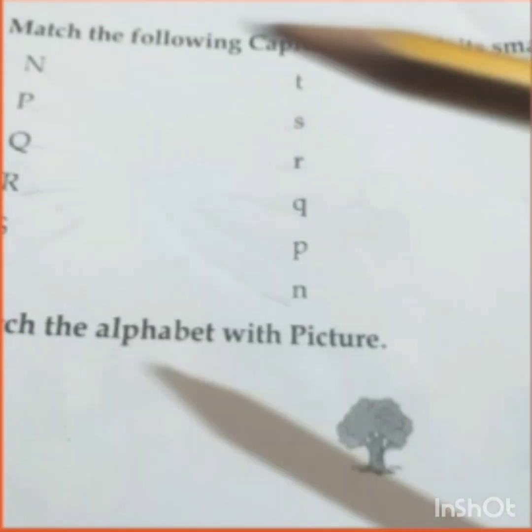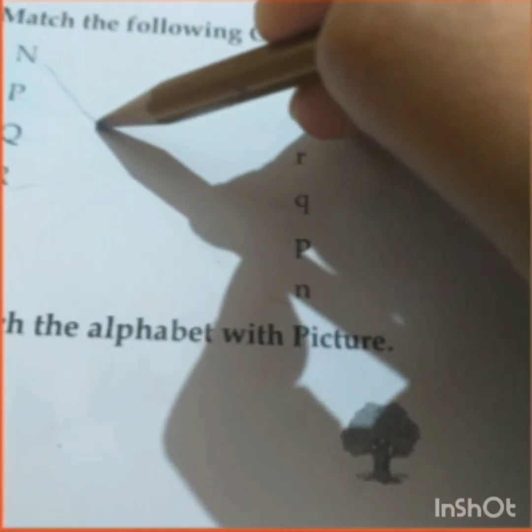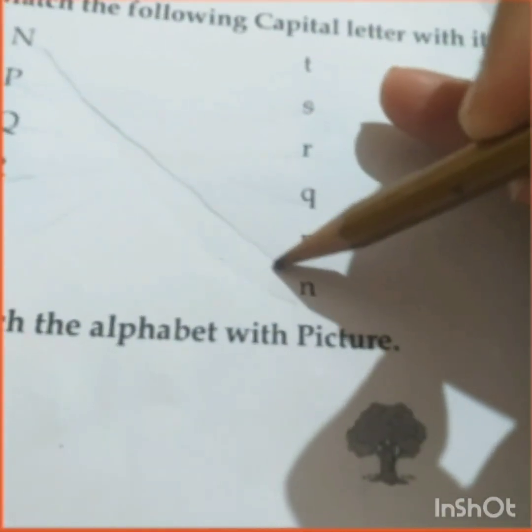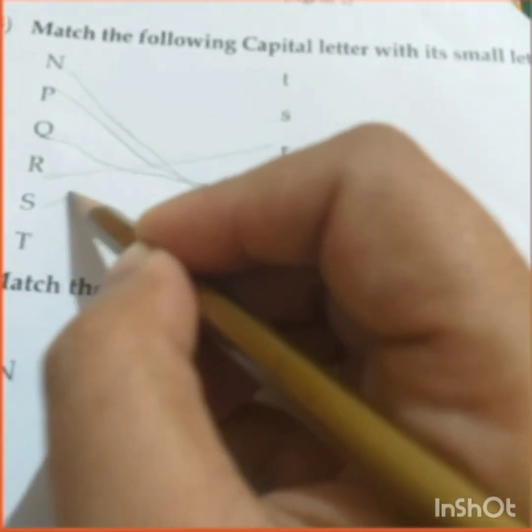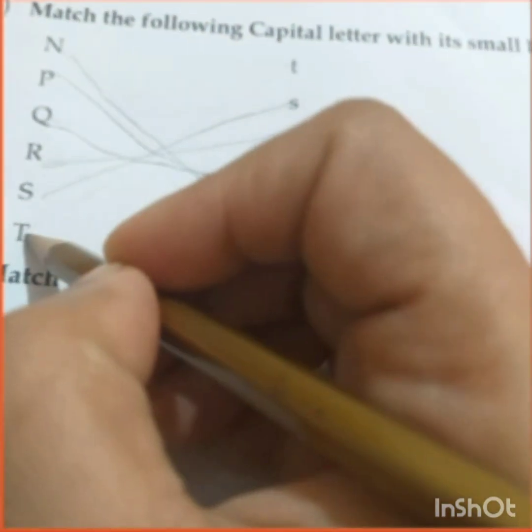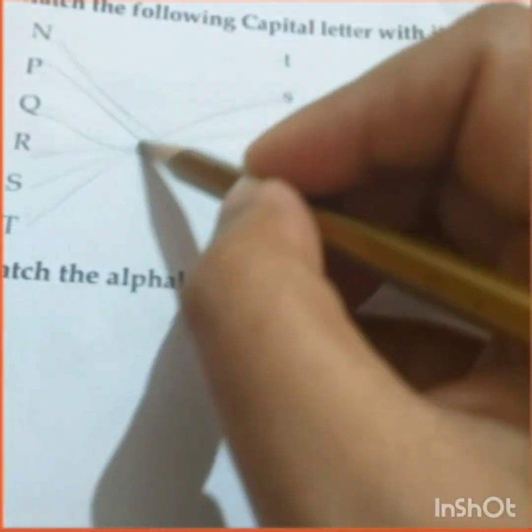It's a capital N, so you have to match the capital N to the small n. Make a line here. The next one is capital P. You have to match the capital P with the small p. The next one is capital Q. You have to match the capital Q with the small q. The next one is capital R. You have to match capital R with the small r. The next one is capital S. You have to match capital S with the small s. The next one is capital T. You have to match capital T with the small t.